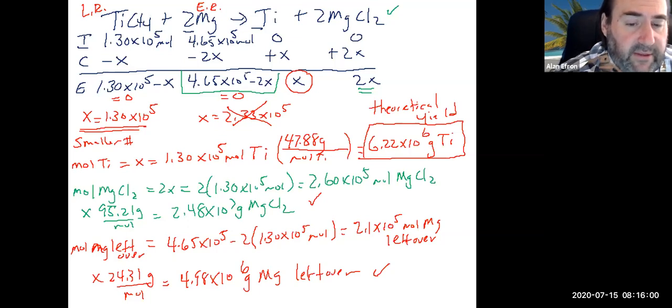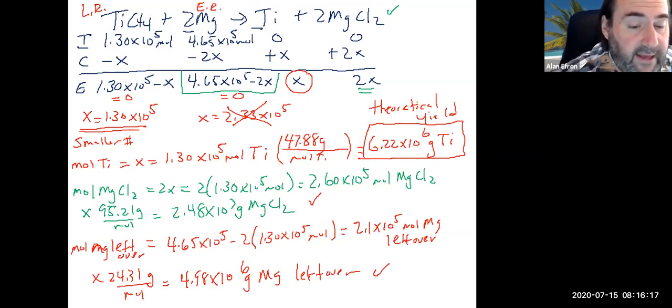We also saw that magnesium chloride, if we wanted to know that, is 2X. So we just need to take 2 times the X value, and that gave us how many moles of magnesium chloride was produced. Again, using the molar mass of magnesium chloride, we could get how many grams that was.